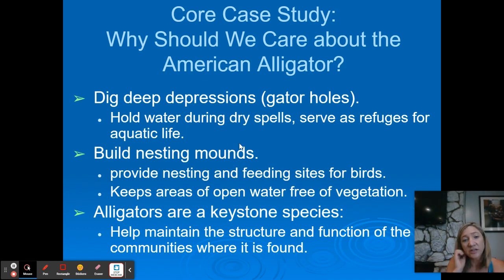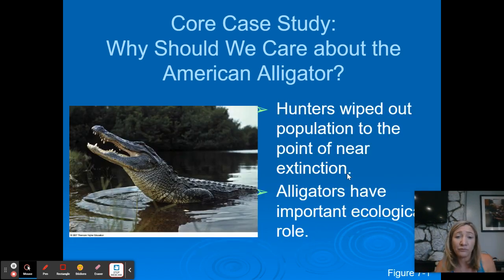Those deep depressions are also like nest building opportunities. They provide nesting for birds. In some cases, the only place that these birds can nest. And so again, keystone species, the only place these birds can be found. And it also keeps areas of open water free of vegetation by kind of crushing that vegetation. So it's keeping open water. So all these things that these gator holes did, that these alligators provide for us, that we didn't realize. So they were really, really important to community structure in the Florida Keys.